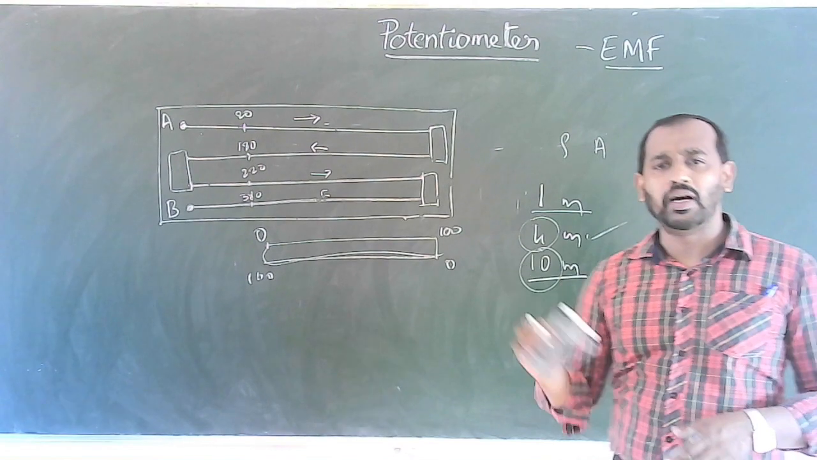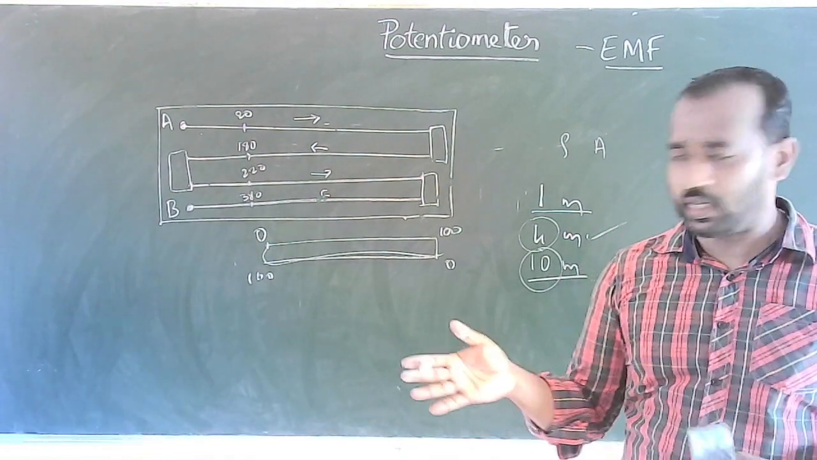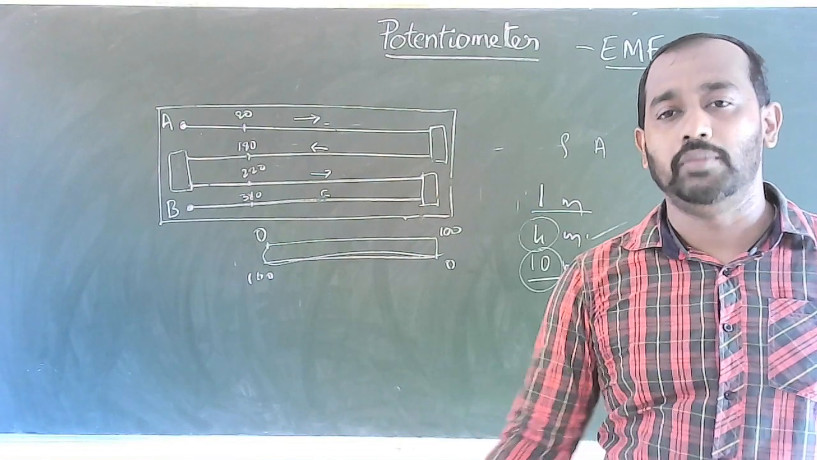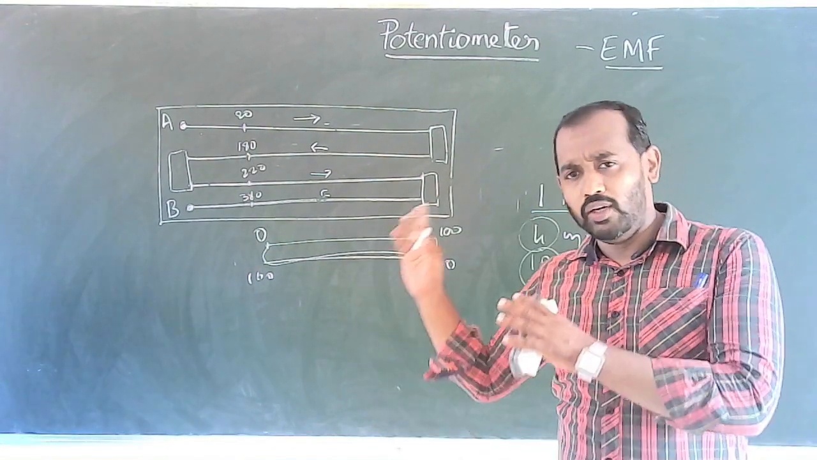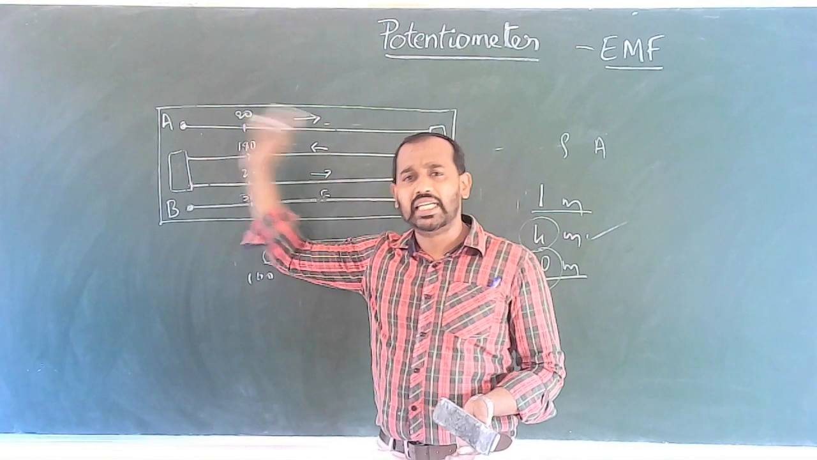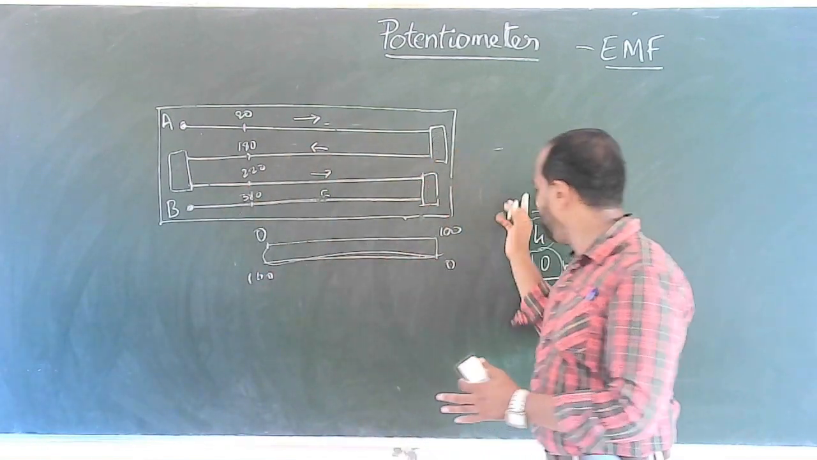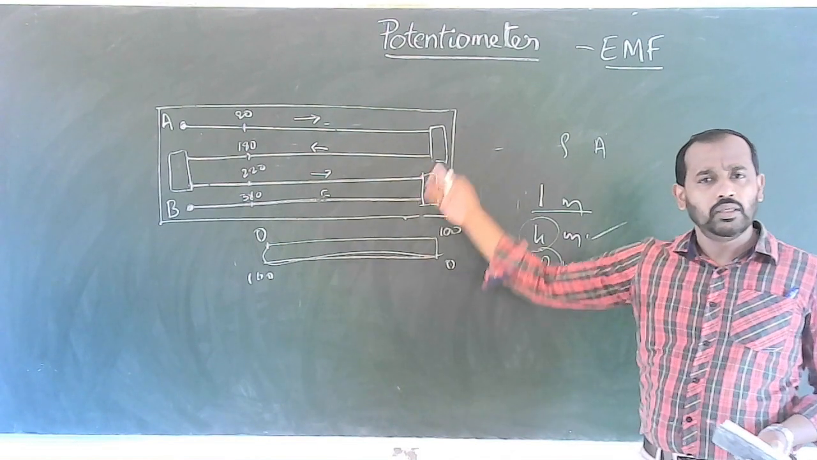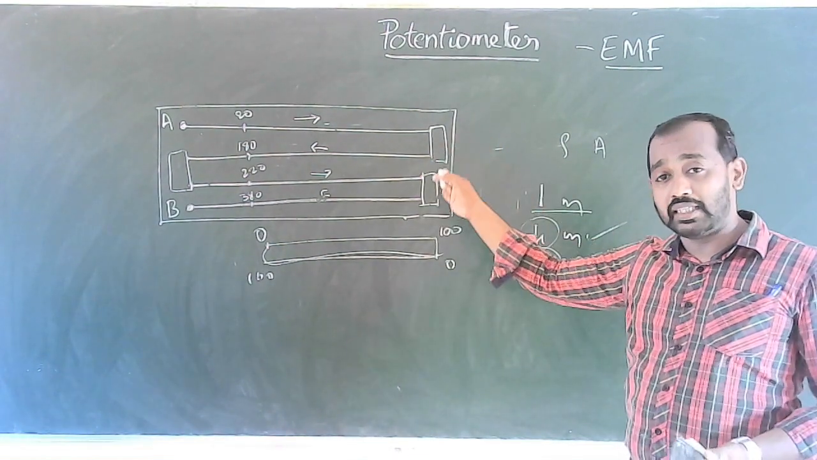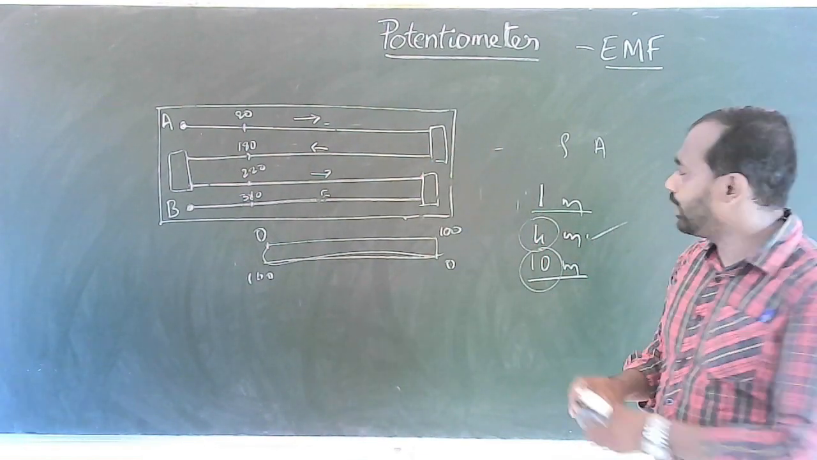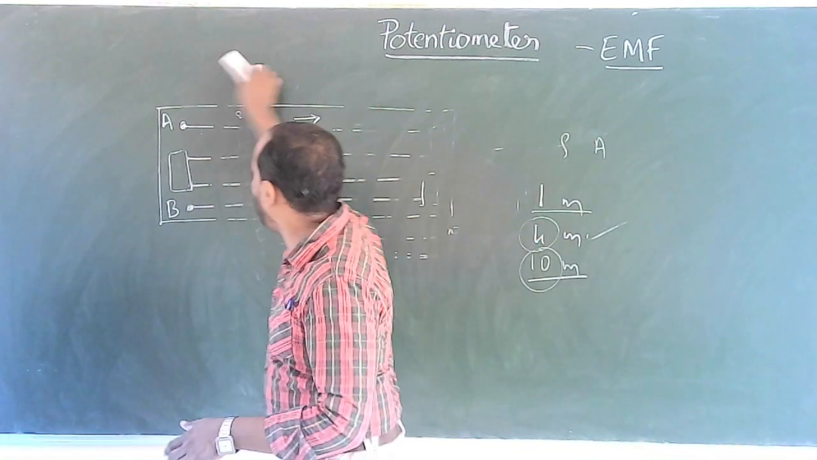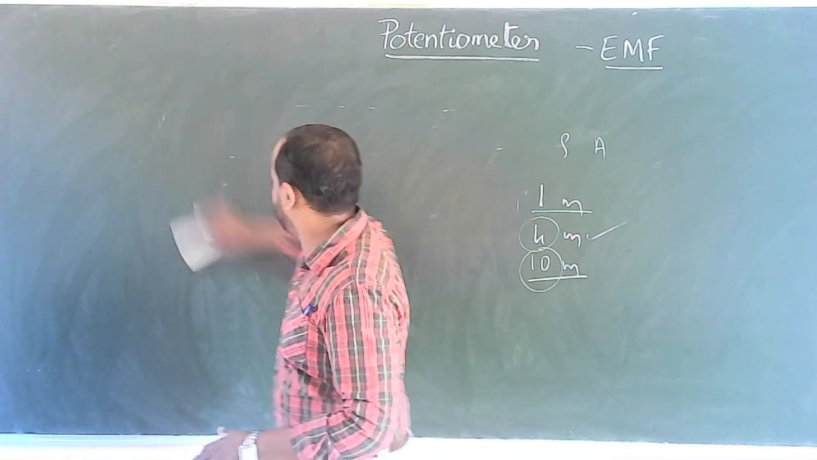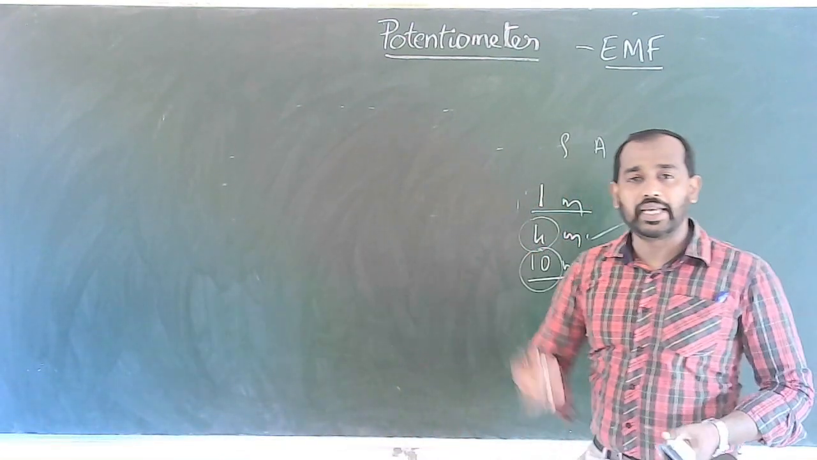But now, for our convenience, even for the examination, we do not have to draw such a diagram for the potentiometer. What we need is a uniform wire of certain length, which may be 1 meter, 4 meter, or 10 meter. We do not get bothered about it. Even though it is drawn like this in the textbook, we can take just these two endpoints only. It will be more convenient for drawing the diagram.